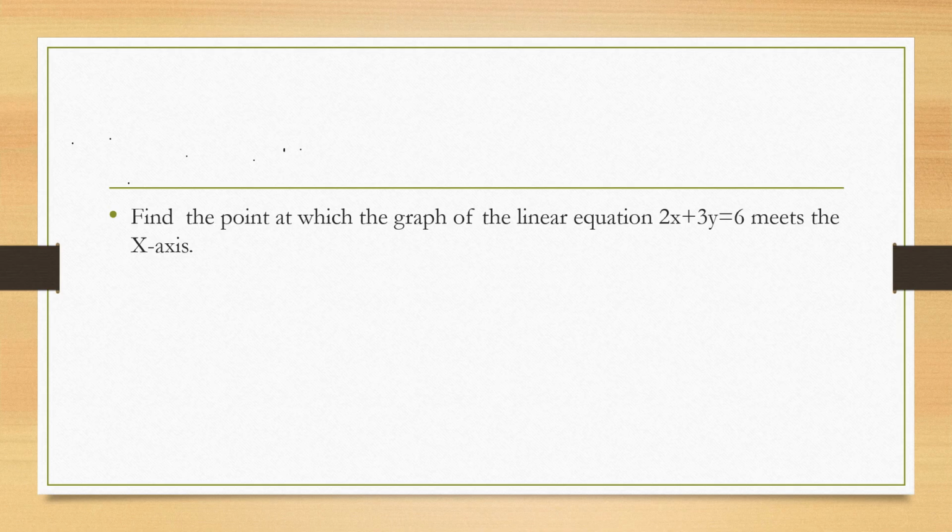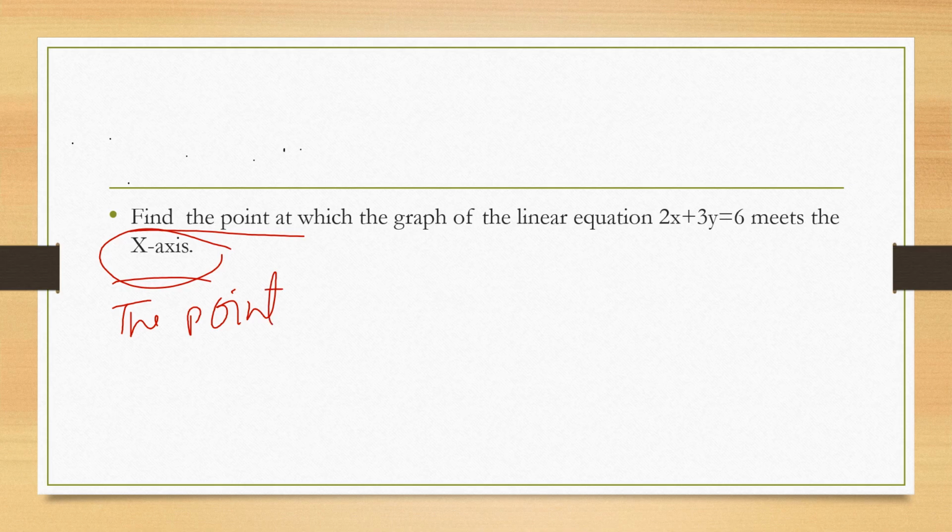Next question is, find the point at which the graph of the linear equation 2x plus 3y equals 6 meets the x-axis. So here we have to find only a point. If you remember, in a previous video, we already discussed that a point which lies on the x-axis will be of the form x comma 0. That means the value of y is 0. We simply substitute this value in the given equation.